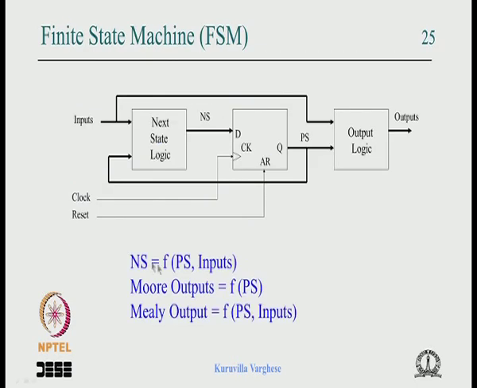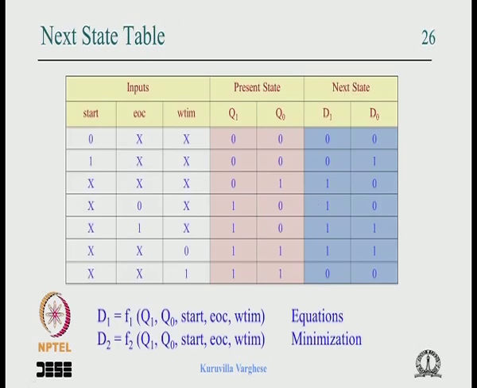So we move on. Do not forget, this is the finite state machine. You have 2 flip flops here giving the present state, and the input comes, and depending on the input and present state we decide the next state from the state diagram, and in each state we use output logic to create the output. In our case they are all Moore outputs, so this line is not necessary. So let us develop the next state table.